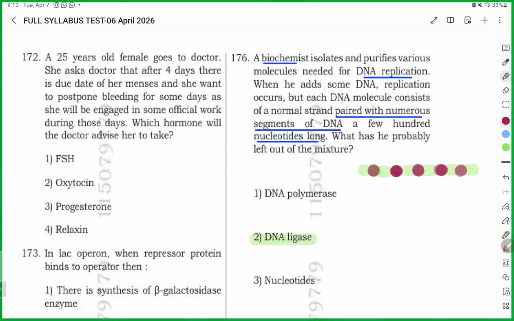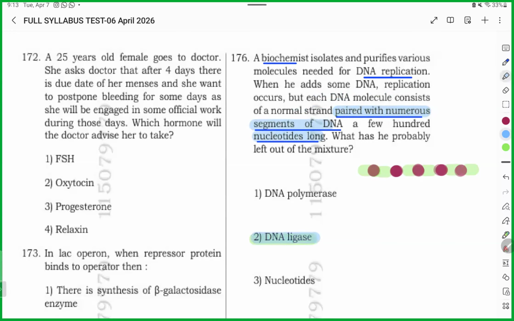DNA polymerase means overall it will multiply, the overall amount will increase. But you can guess, sir, DNA polymerase is also one option. Yes, it is an option, but each DNA consists of a normal strand with numerous segments of DNA, nucleotides long. So the extra nucleotides are joined with the help of DNA ligase.